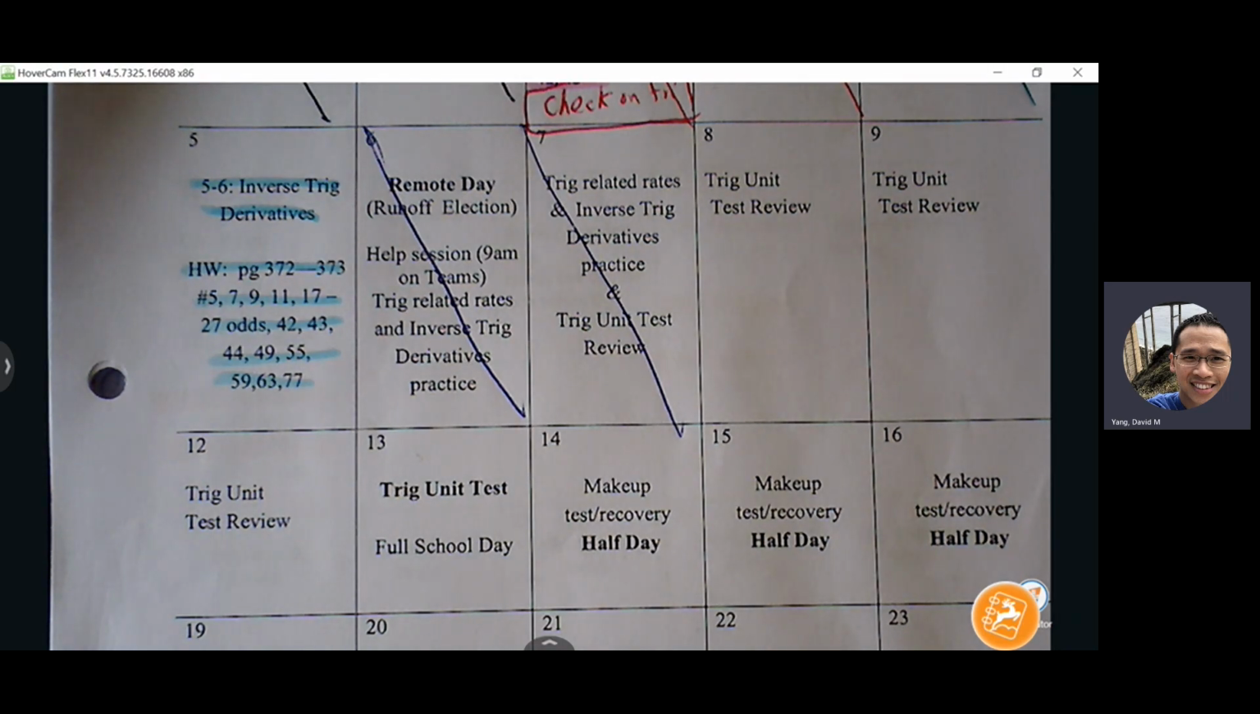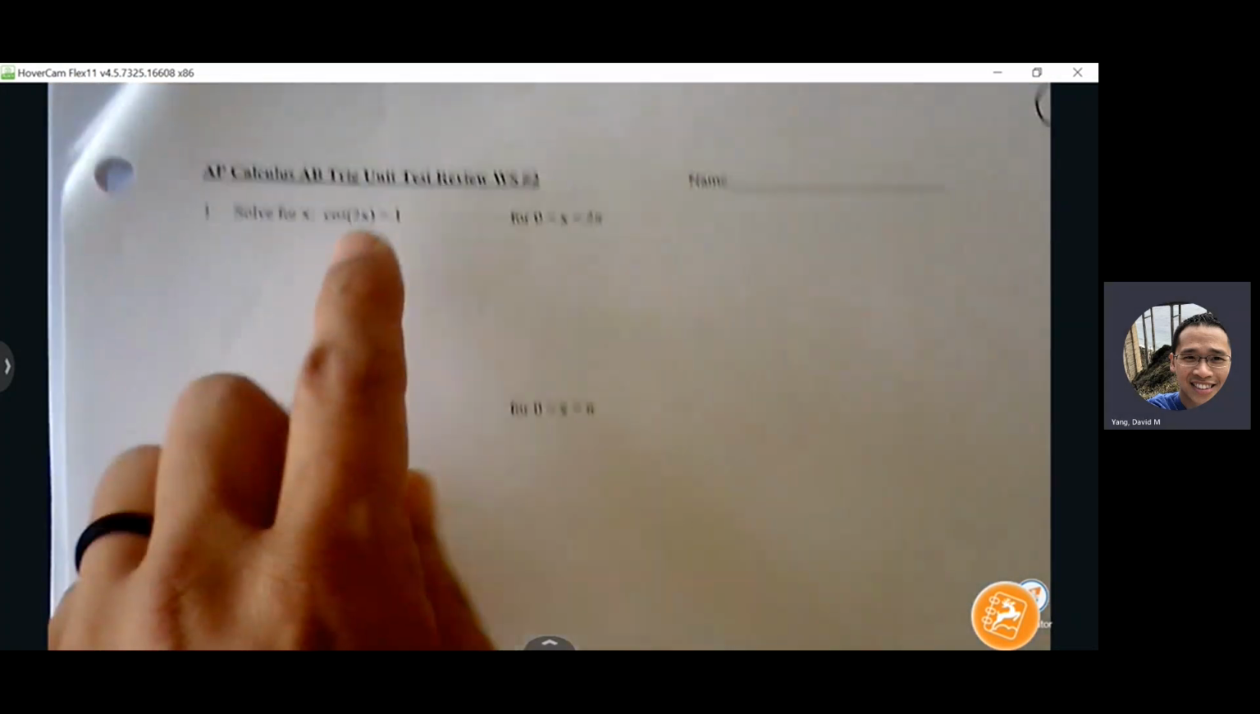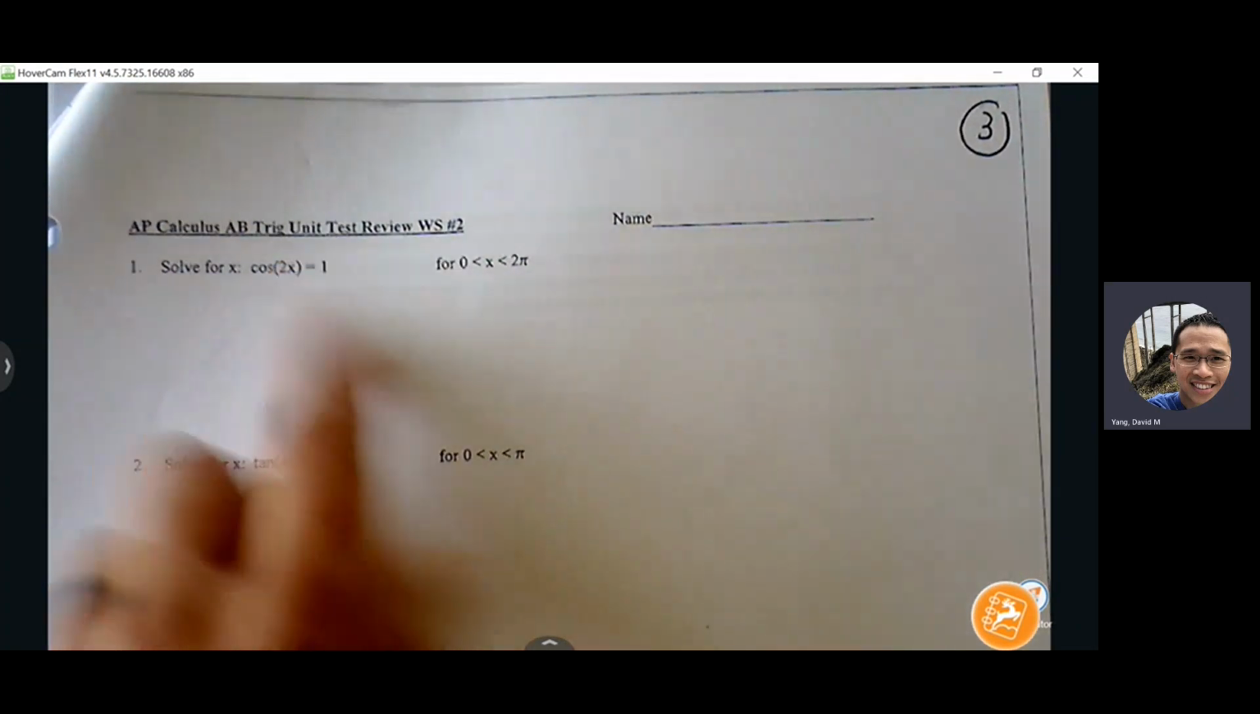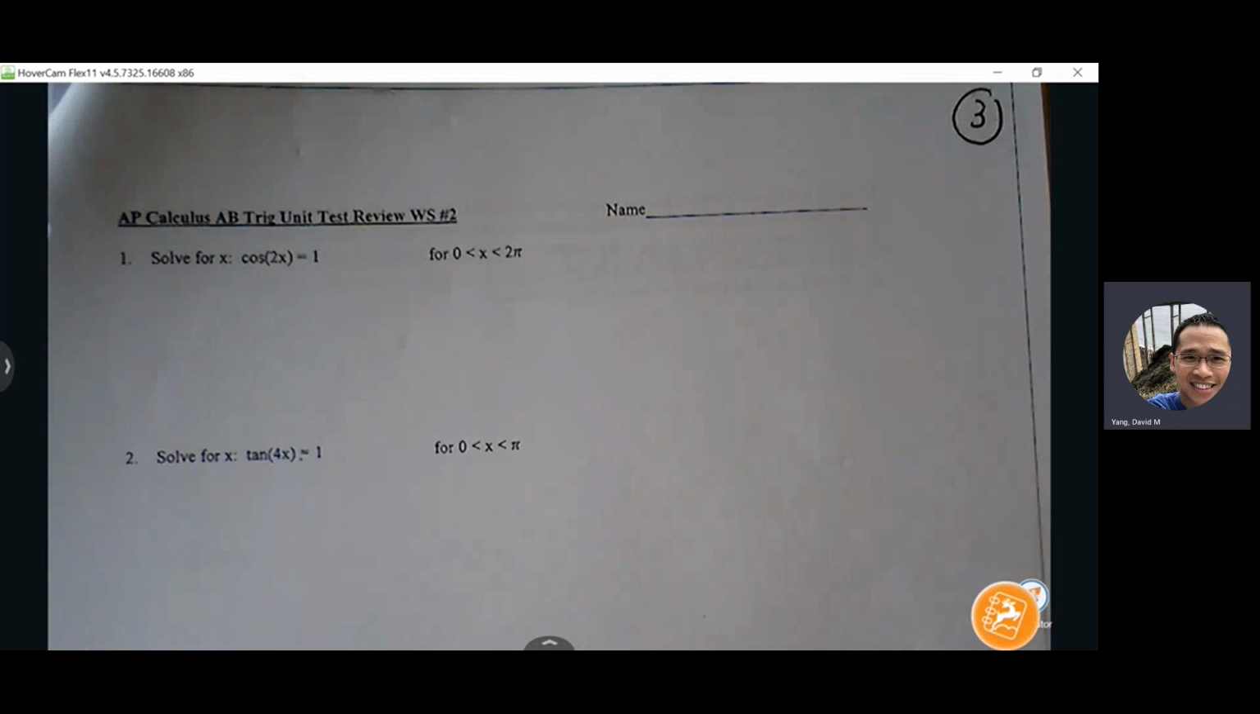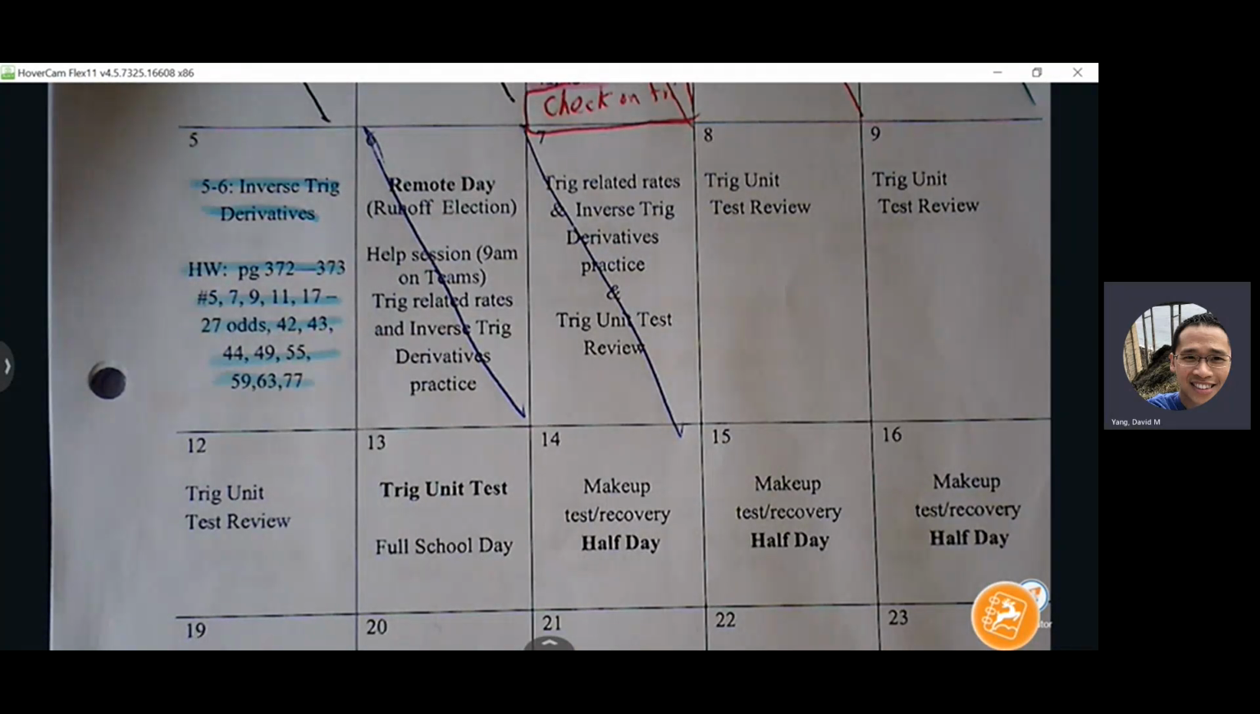Okay, we're just gonna continue working through our test review. So we did pages 1 and 2 yesterday, and today we're gonna do pages 3 and 4. Again, the keys are all in the packet, so if you're working ahead, you can look at the solutions and see how you're doing. Couple of things I want to point out.